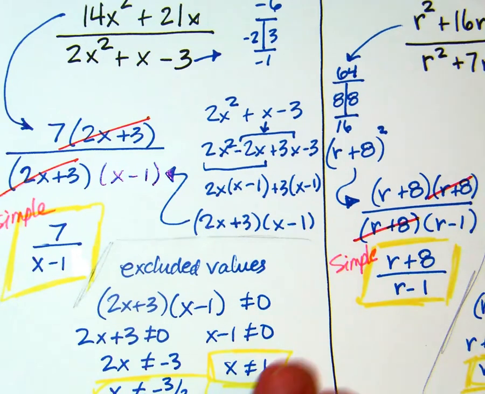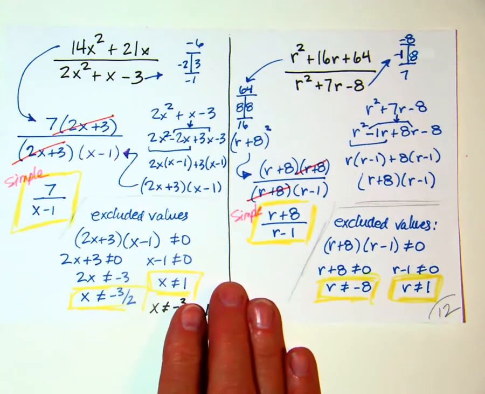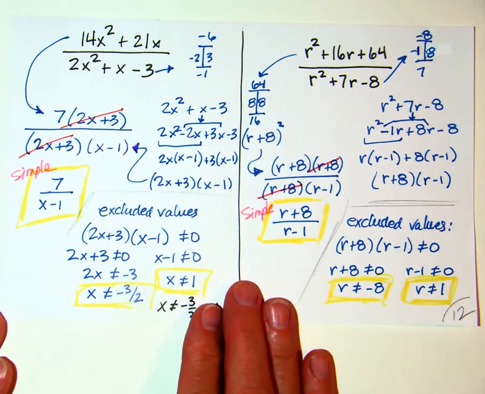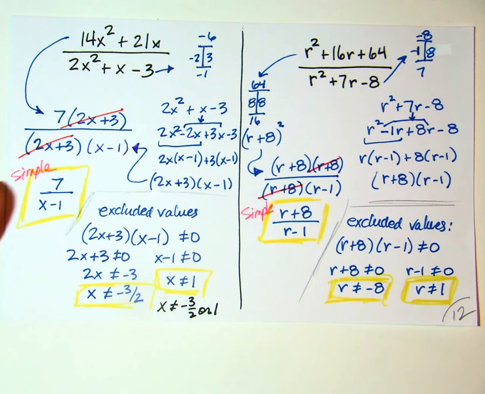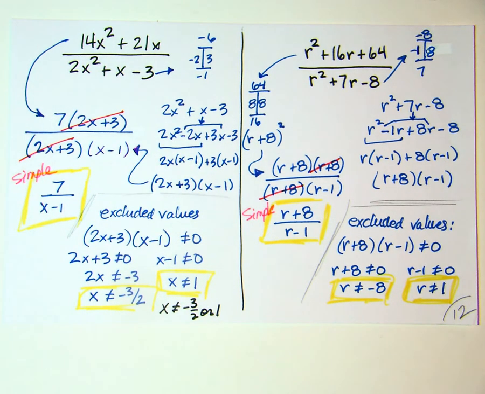Here is how I've worked the problems. Please look them over and make sure that you can get these answers. I have the simplified version and the excluded values. Make sure that you can work the problems to get these. And here endeth the lesson.